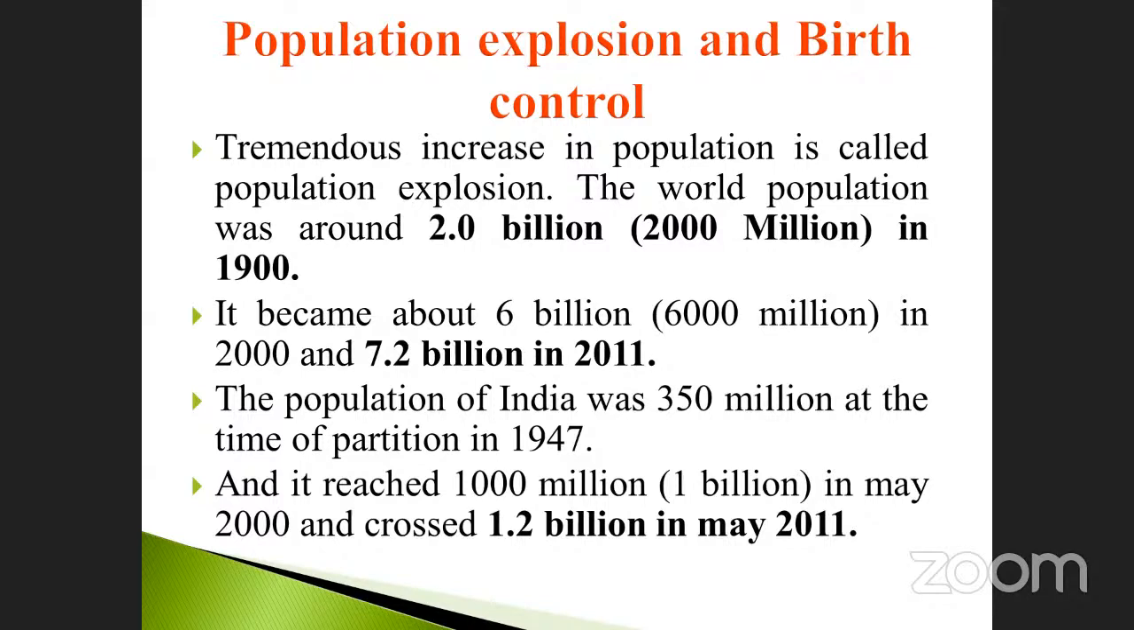See here, the world population was around 2 billion, 2000 million, in 1900. Note it down, 1900. Then it becomes about 6 billion, that is also 6000 million, in 2000. In 100 years, how many changes occur? See here, 4 billion people increased. And 7.2 billion in 2011.